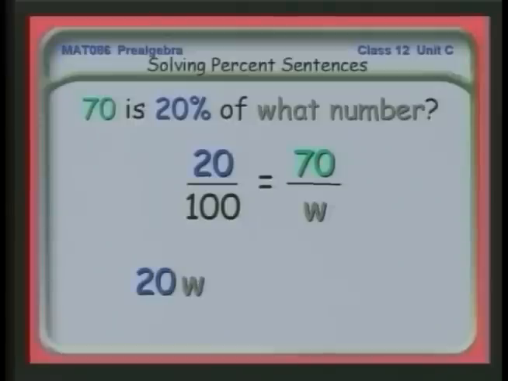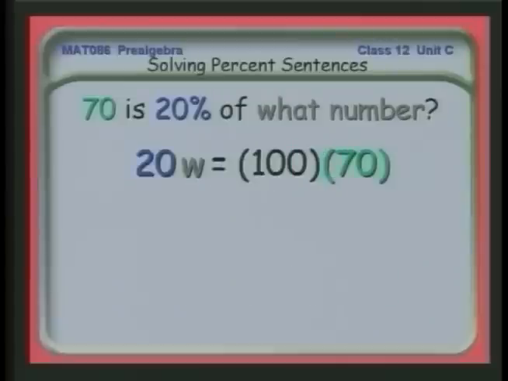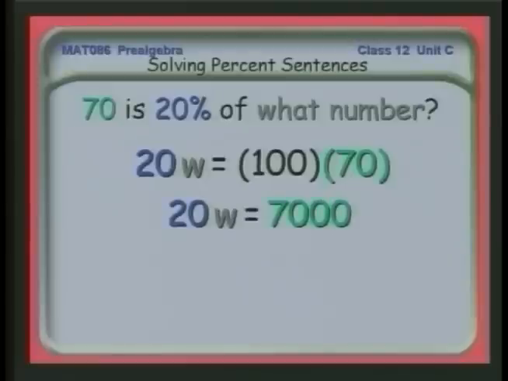20 times W, that's taking the top left, bottom right, equals 100, bottom left, times top right. We're left with the equation by cross multiplying: 20 times W, the unknown whole, is equal to 100 times 70. Let's work on this equation here. First, we multiply 100 times 70 and get 20W is equal to 7,000.